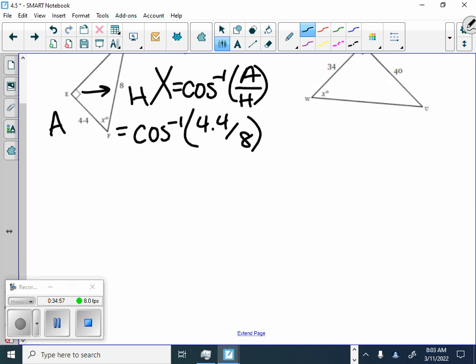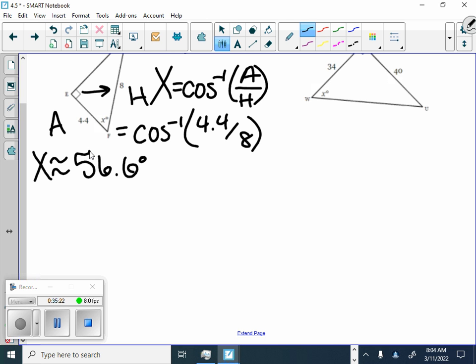And rounding to the nearest tenth, what did you get? Say that again, Nate. 56.6 degrees, good. Make sure you get that. If you do not get that, let me know, that way I can check your calculator. 56.6.